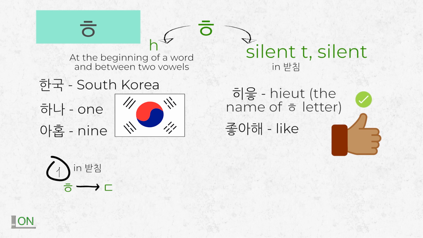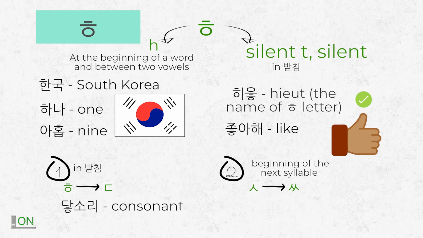So now let's look when hu stands in 받침 and the beginning of the next syllable is su. Hu is going to be pronounced as tu and su is going to be pronounced as su. For example, 따수리, consonant. But in most cases, you can just ignore that hu or tu sound and just say simply 따수리.